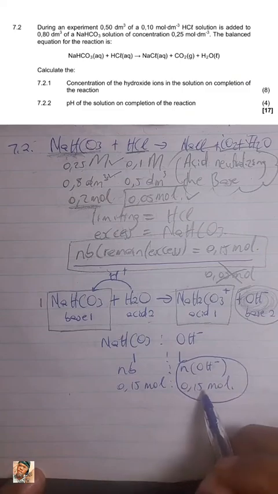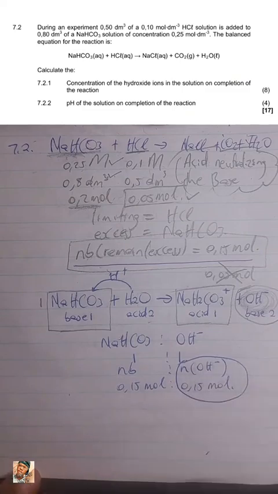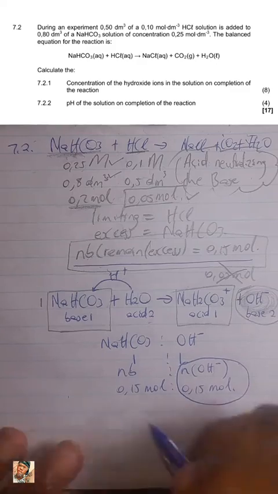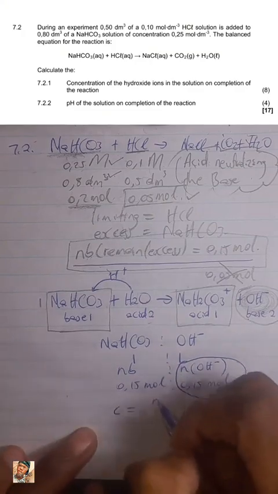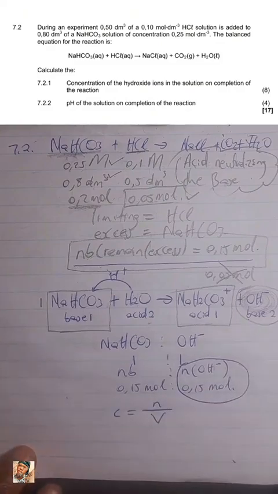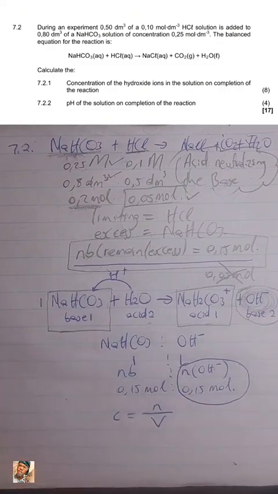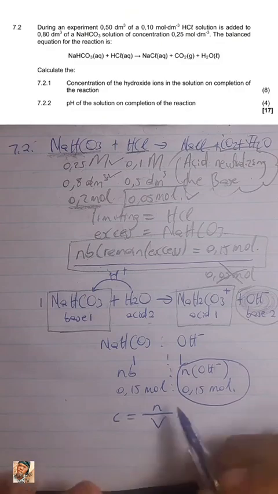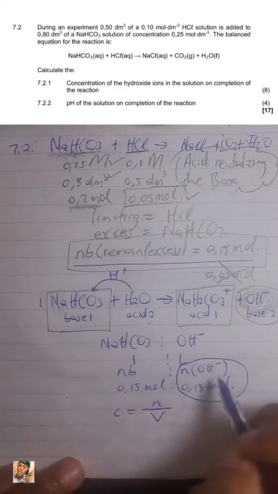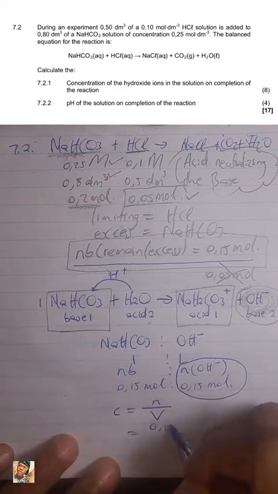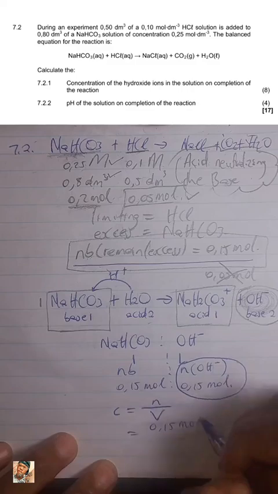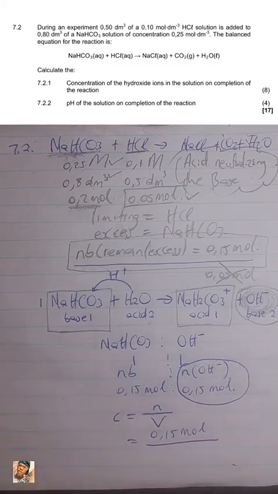Since now we have the number of moles of OH minus, the hydroxide ions, we can calculate the concentration. This is the formula that we have at the back of the paper or in the formula sheet: concentration is equal to the number of moles divided by the volume. So how are we going to calculate the concentration of these hydroxide ions? Its number of moles is 0.15 moles, so we have 0.15 moles divided by. What volume are we going to utilize in this calculation? We are going to utilize the total volume.